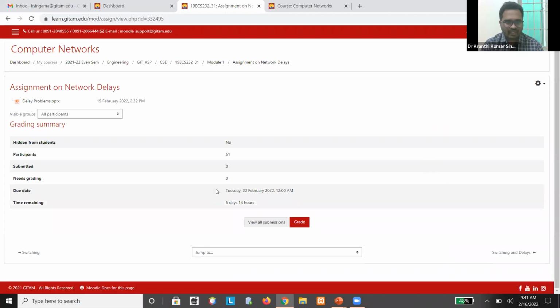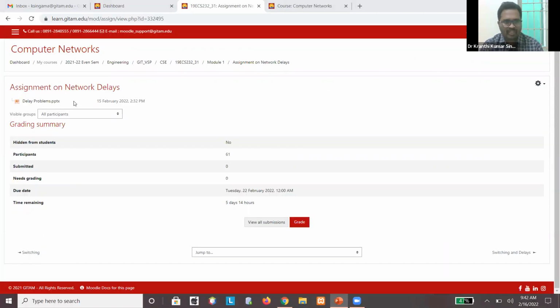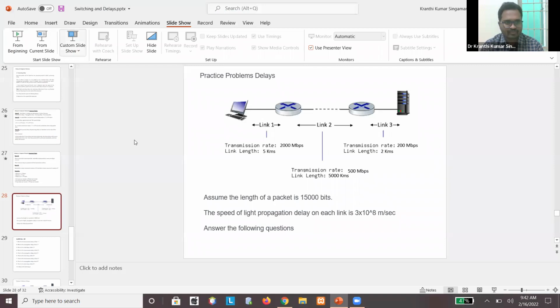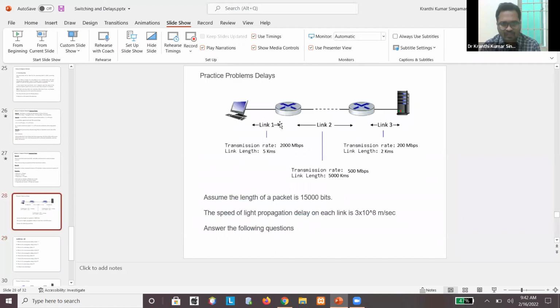So we have 5 days of time. It is a delay problem. Whatever I show here, the same thing is represented there also. I request all the students, open this PPT on delays and understand the problem. You need to answer all these questions. What is the transmission delay in link 1? This is link 1. For the time being, I'll explain one problem, how to solve that one.